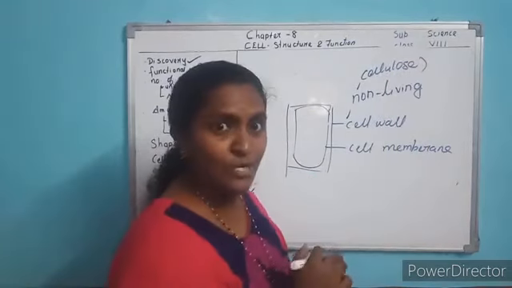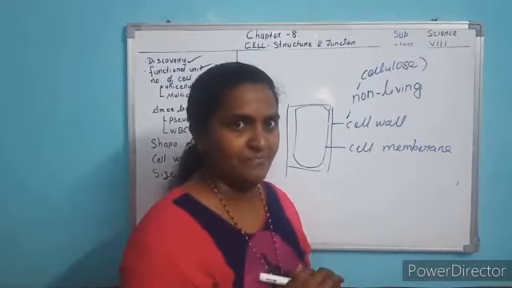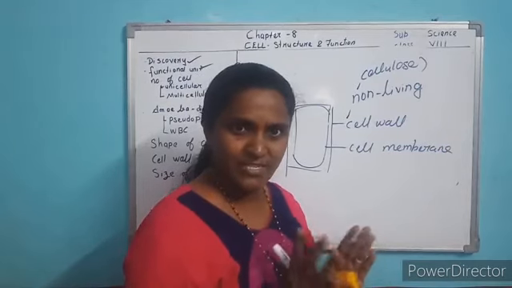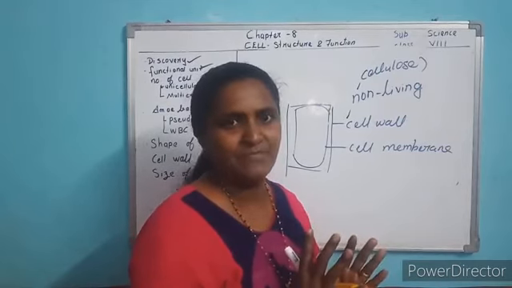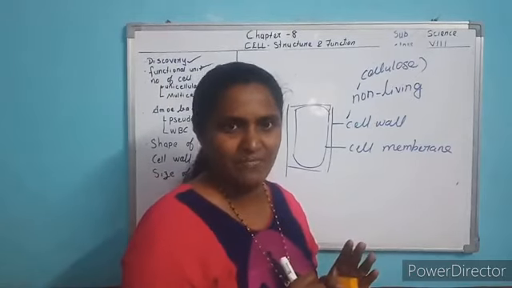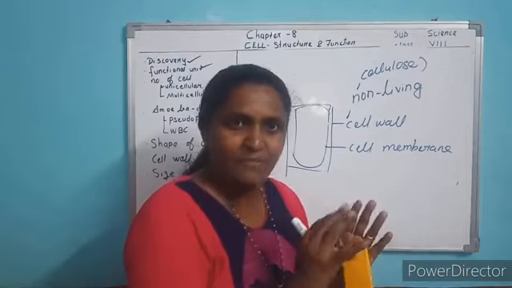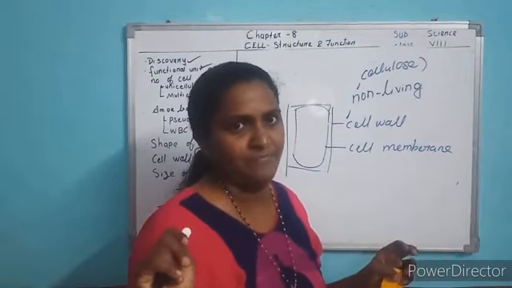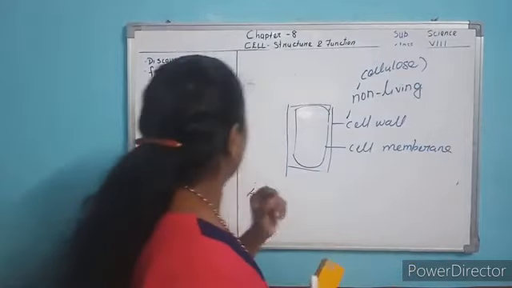It is made of cellulose, which is non-living matter. Understood? So what is its function? It gives rigidity to the plant cell and it gives mechanical support to the cell. It protects the inner part from extreme conditions like temperature, wind, and rain. Understood?